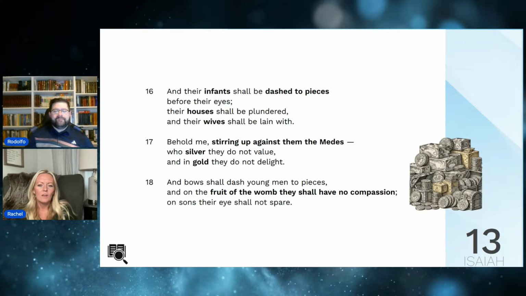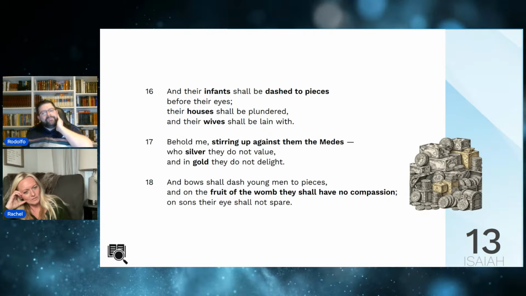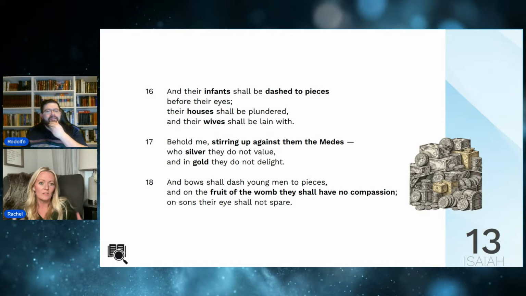Well, and the gold and silver too, I feel like could represent that they can't be bought off either. A lot of times, it's not a good type to be bought off or moved towards money. But that even shows that it's not a factor in what they're doing either.